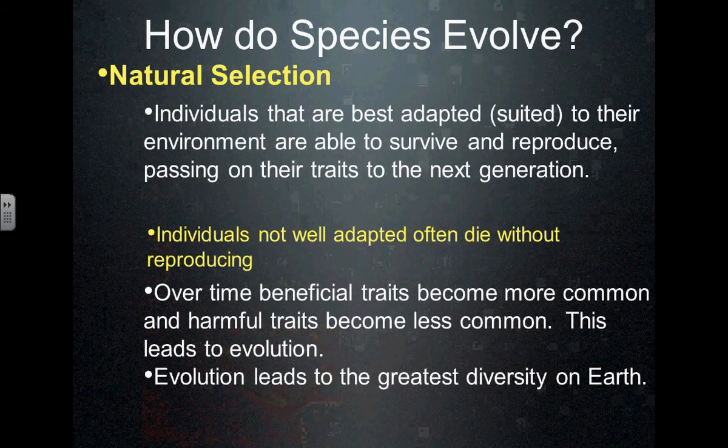And so over time, any characteristic, any trait that's beneficial, that's helpful to a species, will become more and more common. Any harmful trait will become less and less common. And this leads over many generations to the evolution of the species. And this is why we have such a great number of different living things on the earth, because species over time have evolved all sorts of different characteristics.